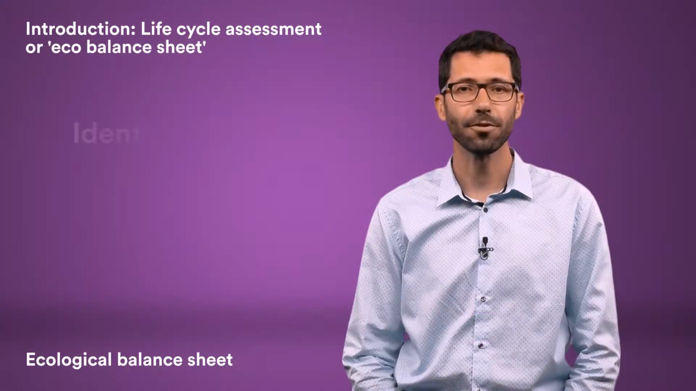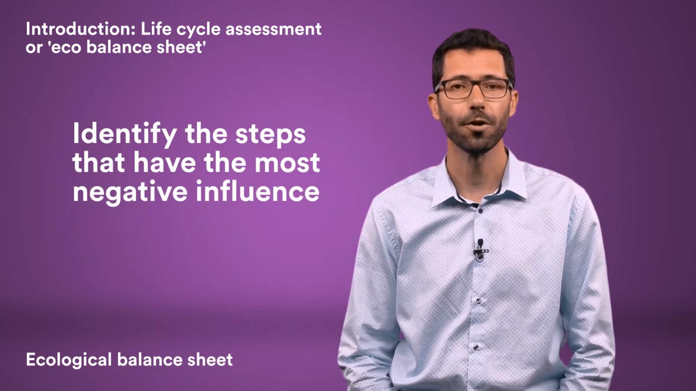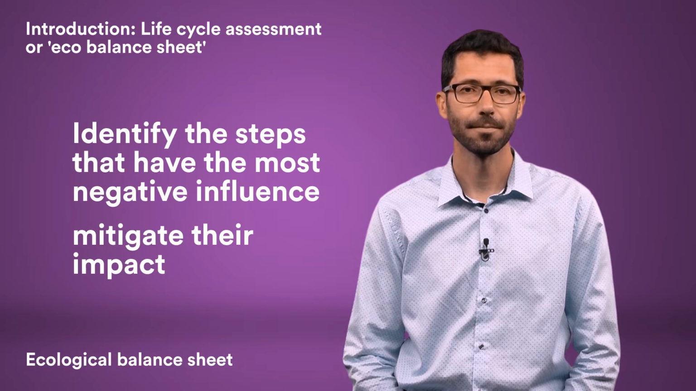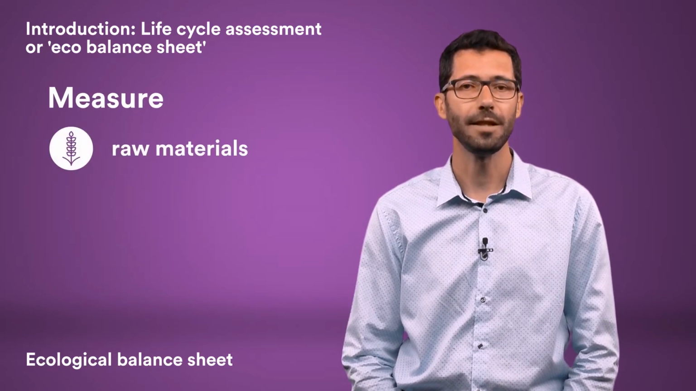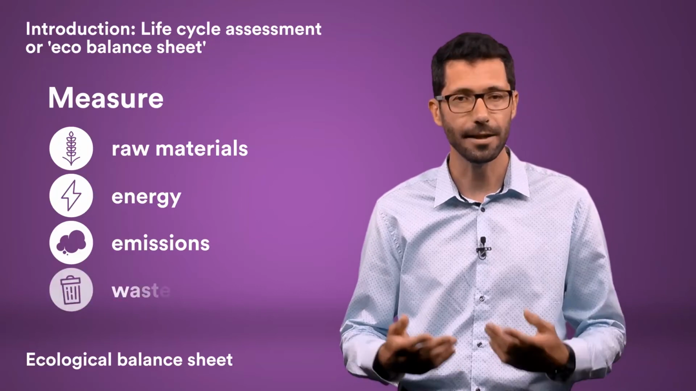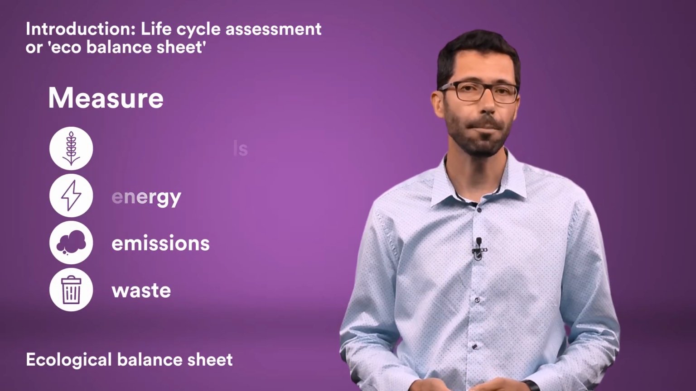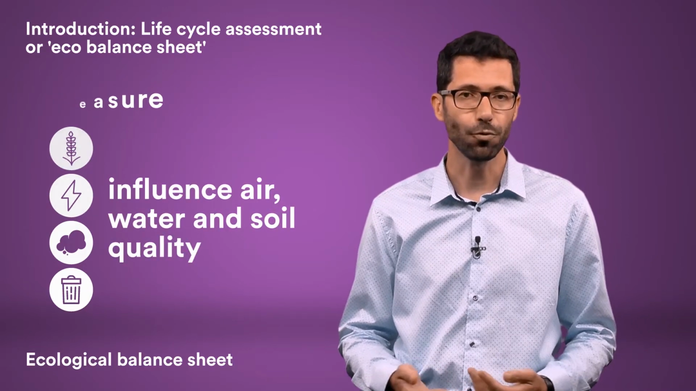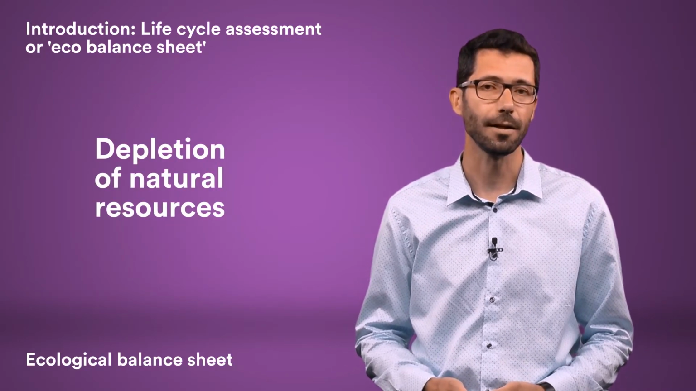The ultimate goal is to identify the steps that have the most negative influence on the environment in order to put actions in place to mitigate their impact. Measurements are taken throughout the cycle, from the raw materials used to the energy consumed, emissions into the environment and generated waste. All these steps can influence air, water and soil quality. The depletion of natural resources must also be taken into account.